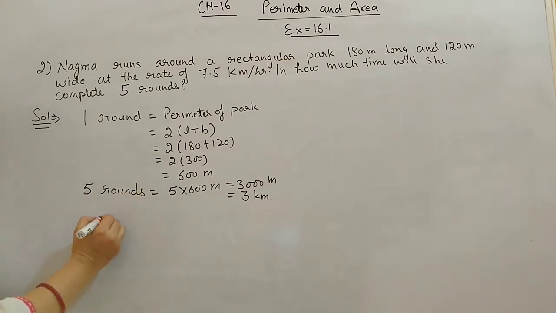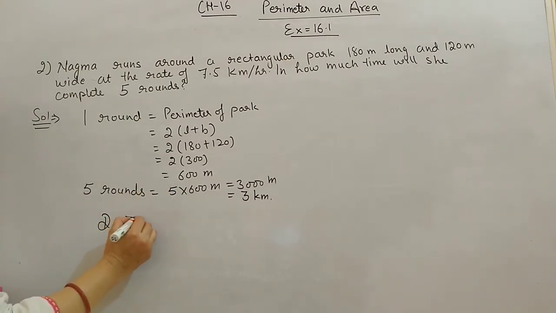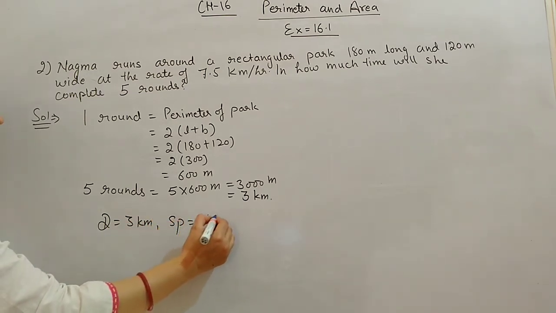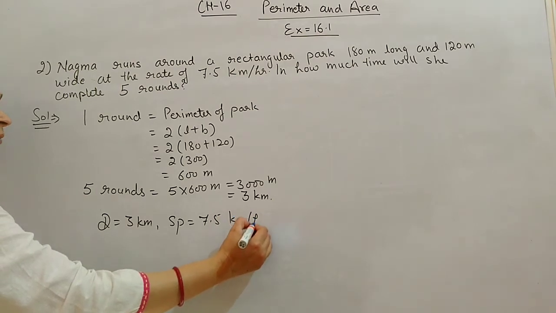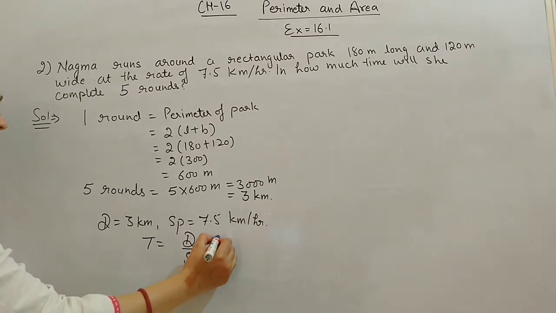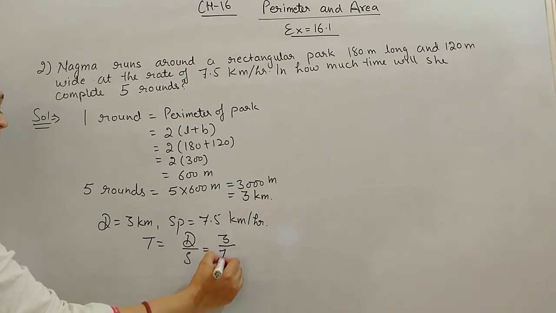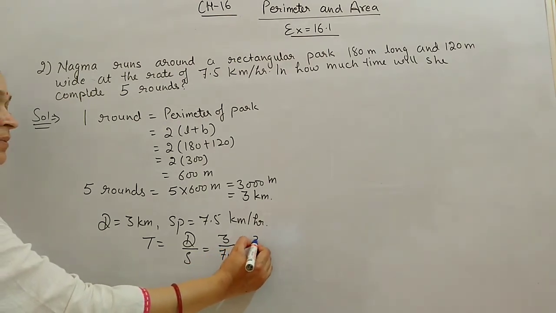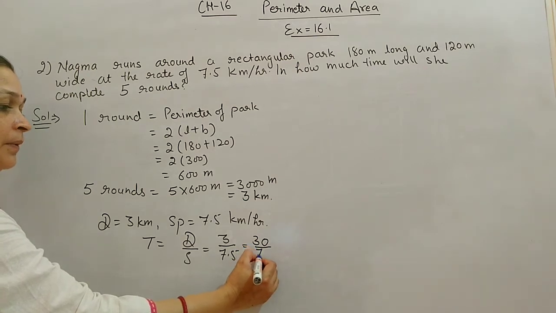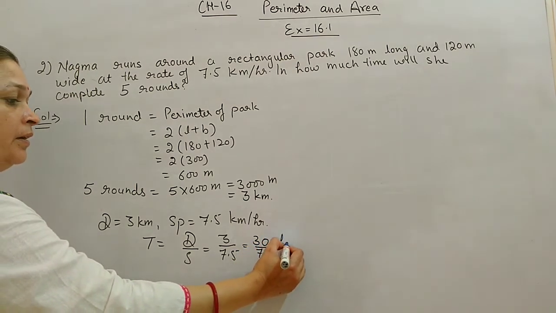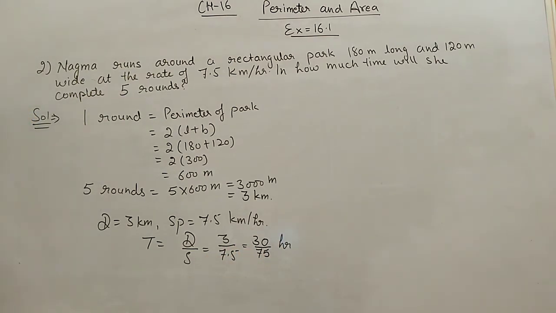Now this is the distance. Distance is 3 kilometer and speed is given here 7.5 kilometer per hour. Then we have to find out the time, and time is equal to distance by speed. Distance is 3, speed is 7.5. Remove this decimal. When you remove this decimal, you have to include a 10 up. 3 by 75 hour. You will get the answer here in fraction.